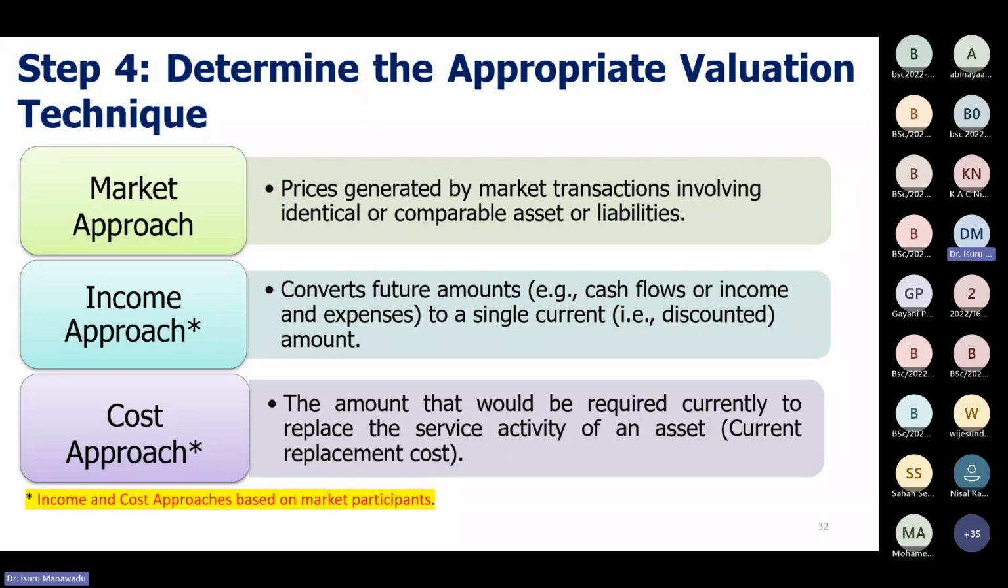What is income approach? Income approach says if we use that particular asset, how much can we generate in the future, year 1, year 2, year 3, year 4, year 5, likewise, right? Then we can get the present value of it. We should determine the cash flows that we can generate from the asset and take the present value of that. That's called income approach. Right? Cost approach means replacement cost. If we replace the same asset, what would be the amount to be incurred? That is the cost approach.